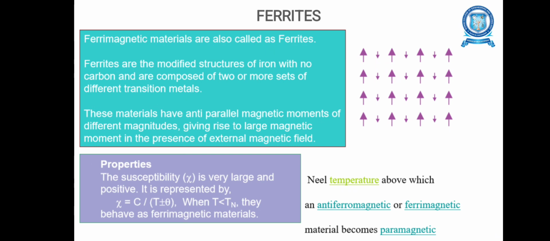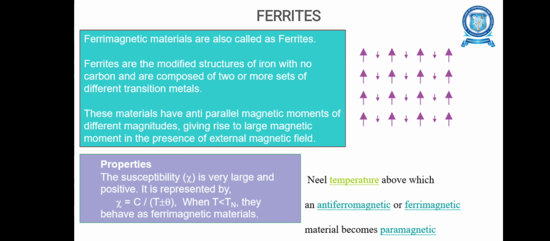Ferrites are formed by modifying the structure of iron oxide, without any inclusion of carbon, by having one of the iron atoms replaced by a different transition metal. These materials have antiparallel magnetic moments of different magnitude, giving rise to a large magnetic moment in the presence of an external magnetic field. The susceptibility of ferrites is very large and positive.